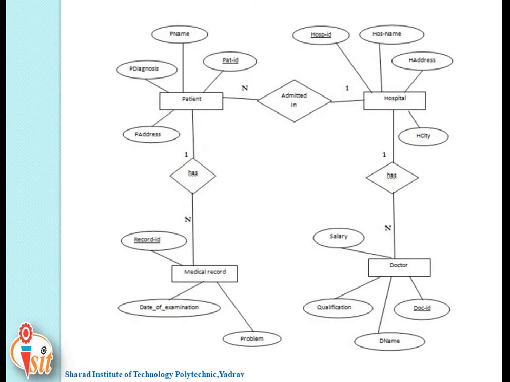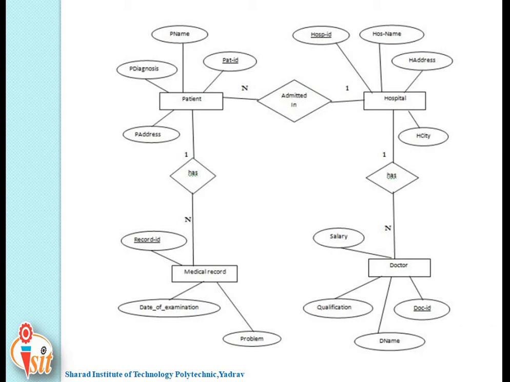And this one is the last ER diagram, of the hospital management system. Here the same way will be followed: first decide the entities of the hospital management system, that are patient, hospital, medical record and doctor. After that, decide the attributes of those different entities, like patient has different attributes like patient address, patient diagnosis, patient name, patient ID, etc.